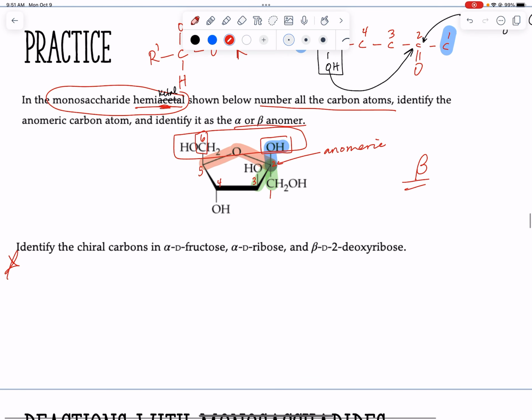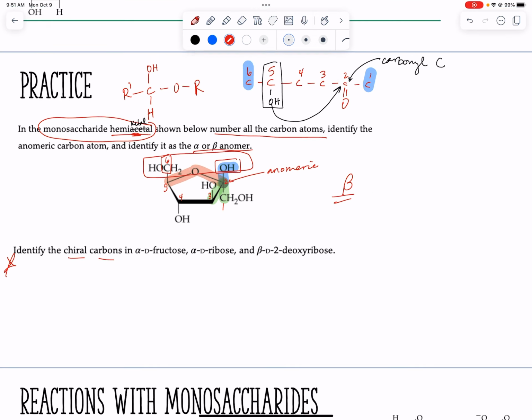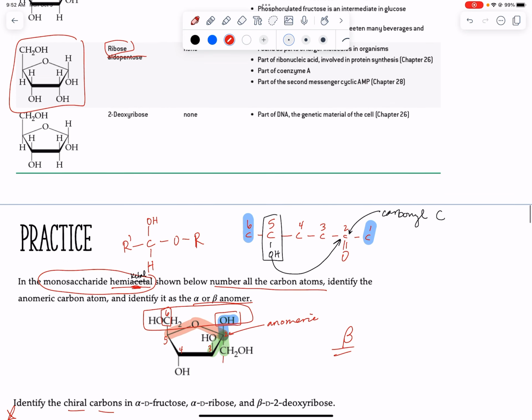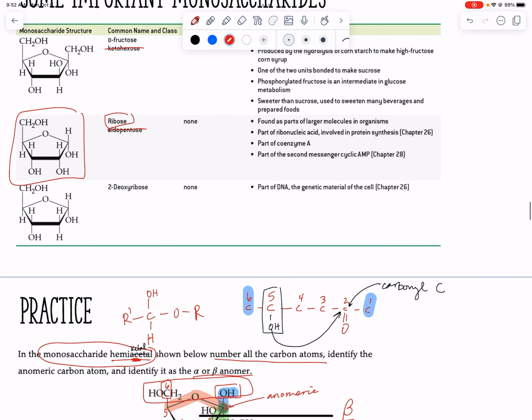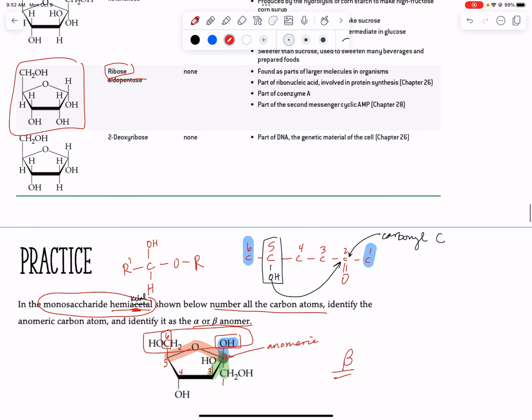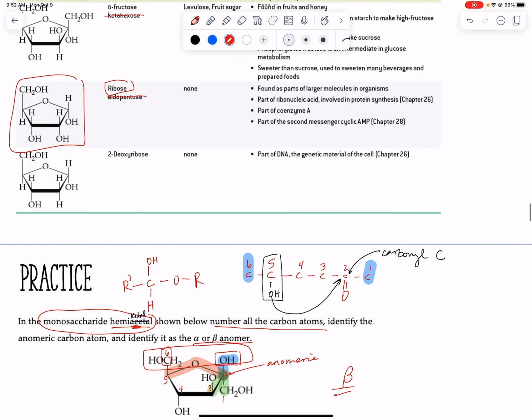Here's a challenge for you. I encourage you to go do this on your own. Identify all the chiral carbons in alpha D fructose, ribose, and deoxyribose. So what we have here, I believe, if we look up at our table above, is fructose. So I'll go ahead and do fructose with you, and then you can also try the other ones.